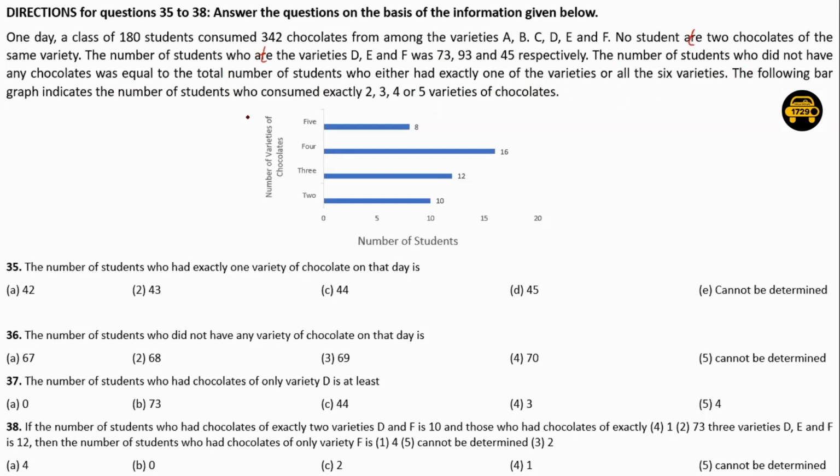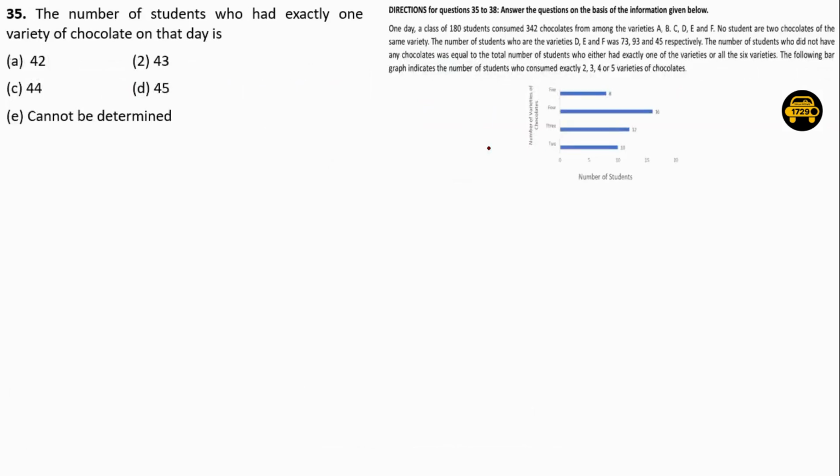Now the following bar graph indicates the number of students who consume 2, 3, 4, and 5 varieties of chocolates. All right. So this is a basic typical question of maxima minima, and we'll follow it using the traditional approach. Let's have a look at the questions first. The number of students who had exactly one variety, then the number of students who did not have any variety. So we can go through the proper method. So let's solve it here.